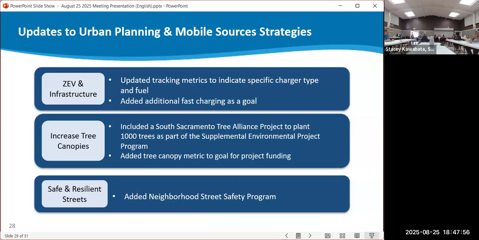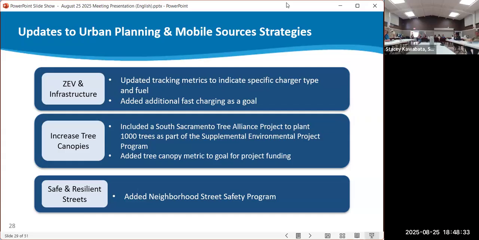With respect to the ZEB and infrastructure, there was discussion that there wanted to be more specificity in the type of metrics. So we talk about that there's a community preference that we have more fast chargers and not just chargers in general. And then we also talked about fuel type, which includes hydrogen. So really trying to make sure that there is all of the different suites of options for residents within the community.